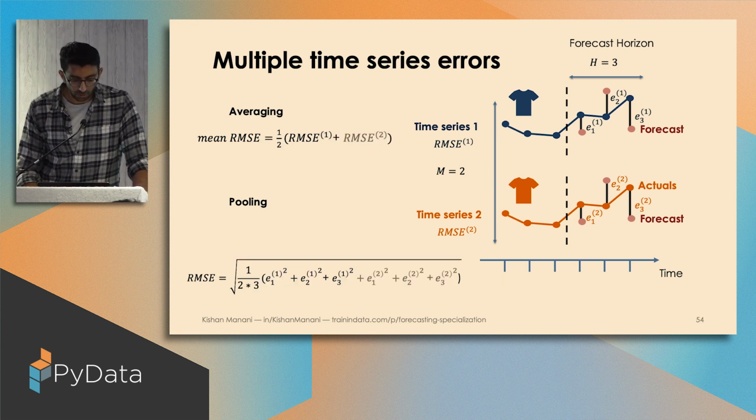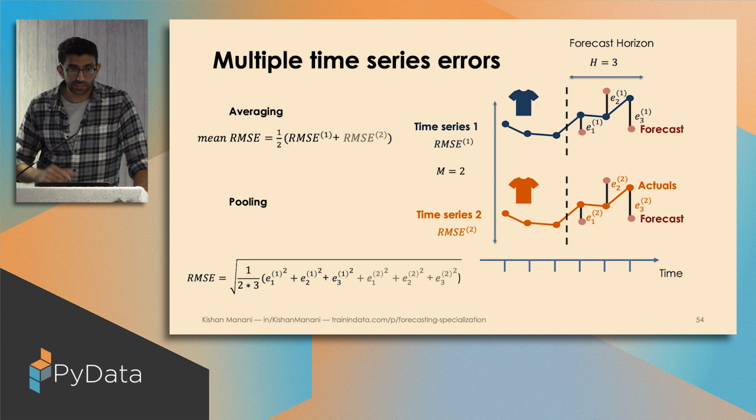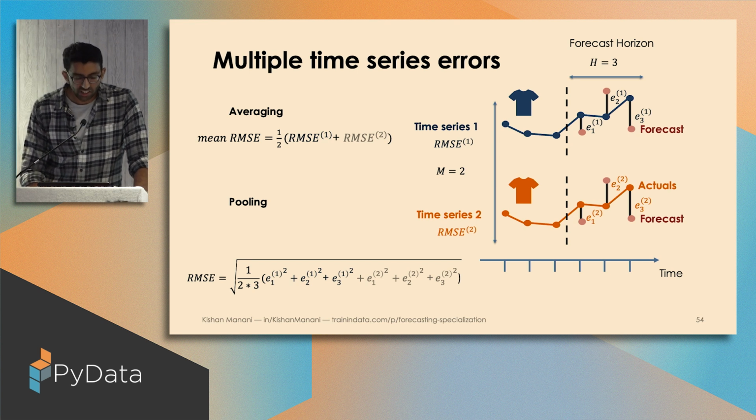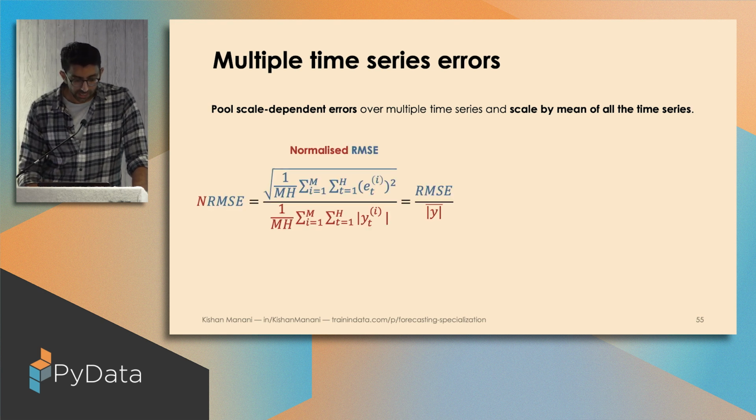To make that more concrete, it would look something like this. In the pooling case, you see that we're just bringing in all of these individual errors to compute the RMSE. The pooling actually is quite cool. What you can do is pool your scale-dependent errors over multiple time series and then scale that by the mean of all the time series. And that gives quite a neat metric that's been used in a few papers. This is called the normalized root mean squared error.